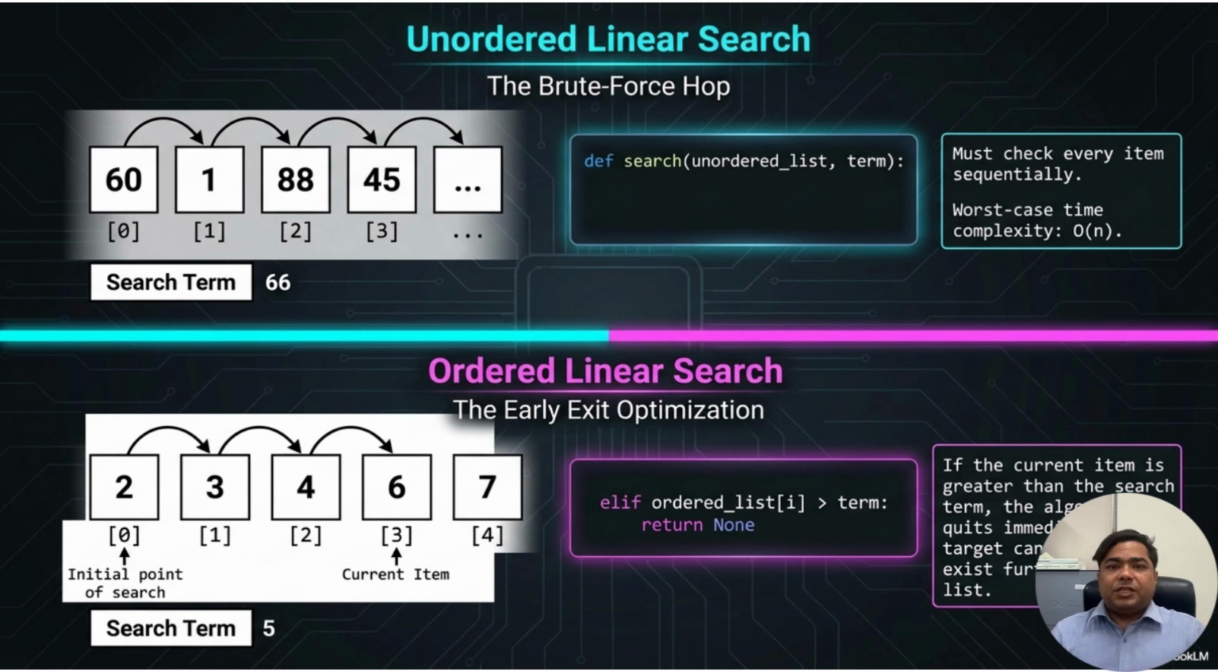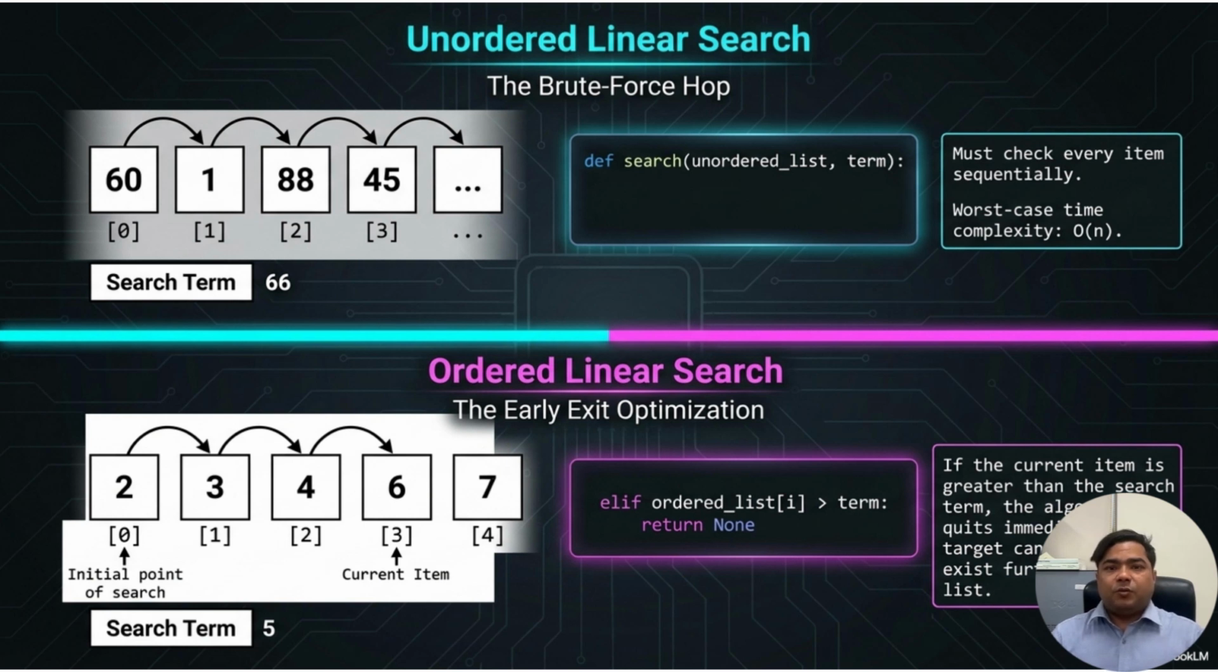This slide explains linear search. First, let us look at unordered linear search. In the upper part of the slide, we can see a list: 60, 1, 88, 45, and so on. The search term is 66. Because the list is unordered, we do not know where 66 could be. It might be at the beginning, in the middle, or at the end. So the algorithm must check every item one by one. This is why it is called the brute force approach. It simply jumps from one element to the next element and checks each value. The worst case time complexity is O(n). That means if there are n items, in the worst case, the algorithm may check all n items.